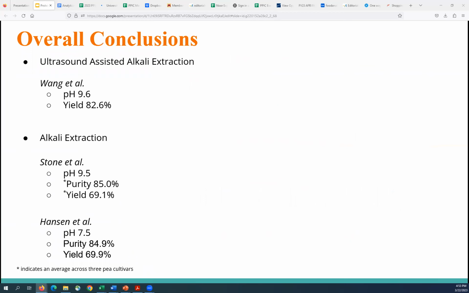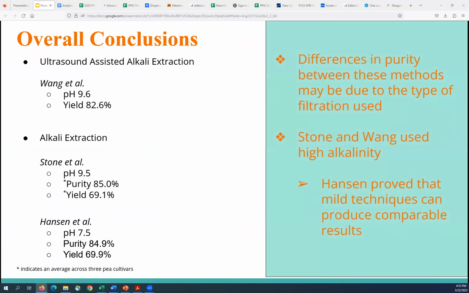Overall conclusion. Here you can see ultrasound assisted extraction from different authors. Now these are the conclusions we have just concluded. You can see the results based on pH, based on purity and the yield. So difference in purity between those methods may be due to the type of filtration used. Stone and Wang used high alkalinity. Hansen proved that wider techniques can produce comparable results.